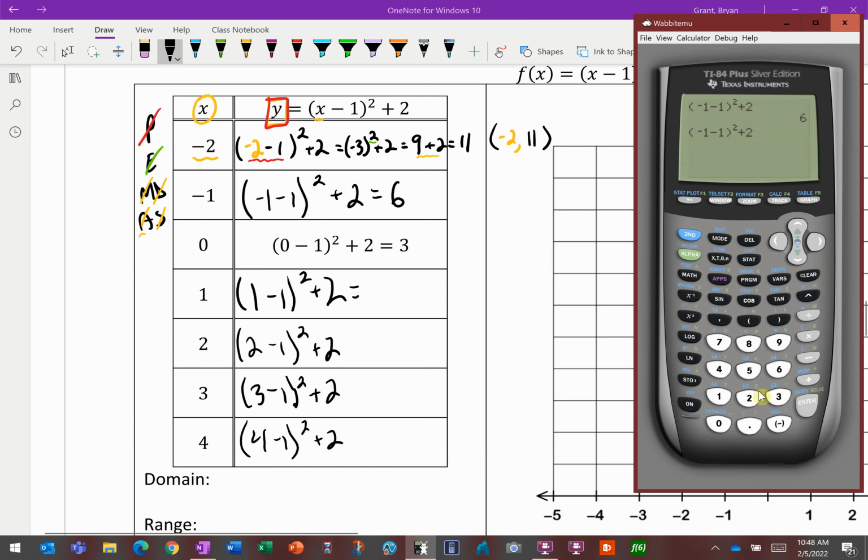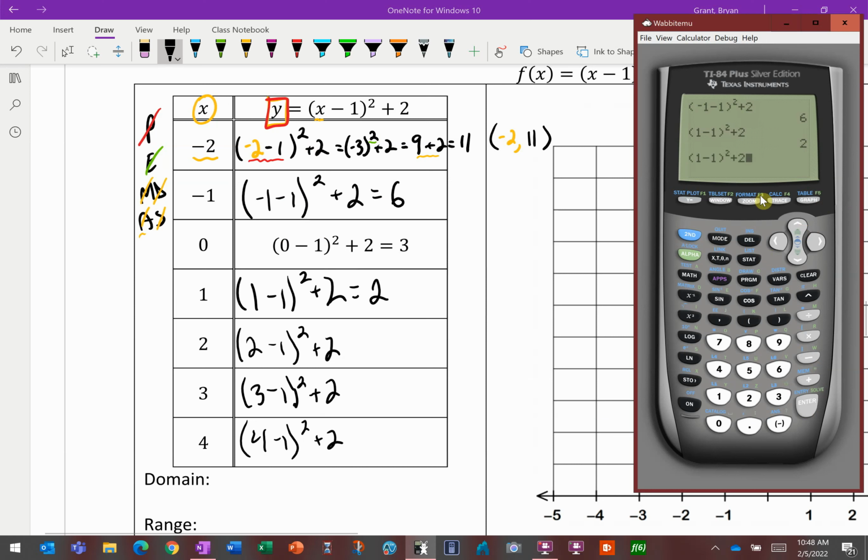Whenever you type a number on your calculator, it will automatically delete whatever's there. So if I type a 1, it just replaces the negative with a 1. If you want to get rid of something, use the delete key, not the clear key. The clear will cancel everything. Just delete, and then we're set. When we do that, we end up with an output of 2. All right, well, let's look at one more thing.